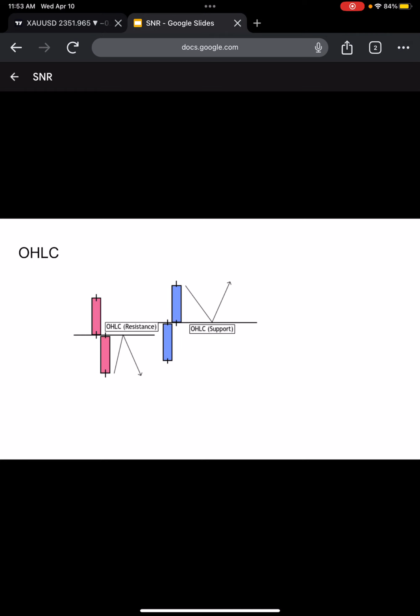OHLC, you probably see me talk about this a lot. It's just literally the 2 same candles. If it's 2 bearish candles, it will act as resistance. If it's 2 bullish candles, it will act as support. So these are support and resistance levels, double Marubozu, OHLC, whatever you want to call it. So this is essentially how it works.